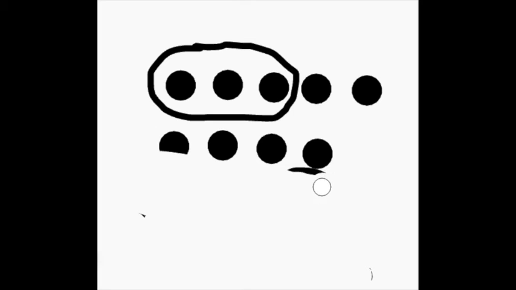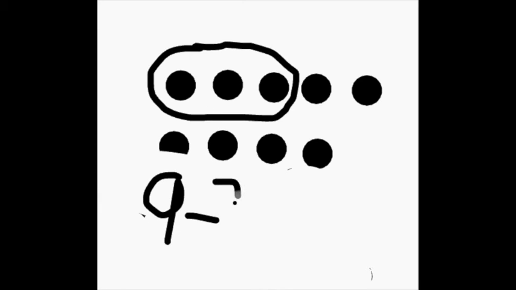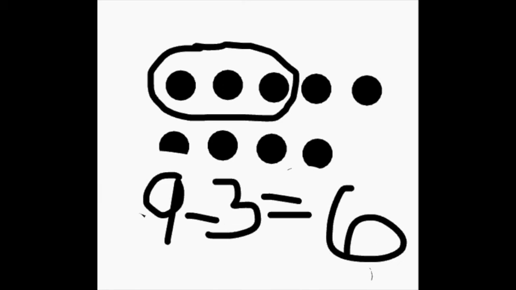Now let's turn it into a number sentence. Let's see. 1, 2, 3, 4, 5, 6, 7, 8, 9. 9. How many were green? 3. How many were not green? 1, 2, 3, 4, 5, 6. There we go. 9 minus 3 equals 6.